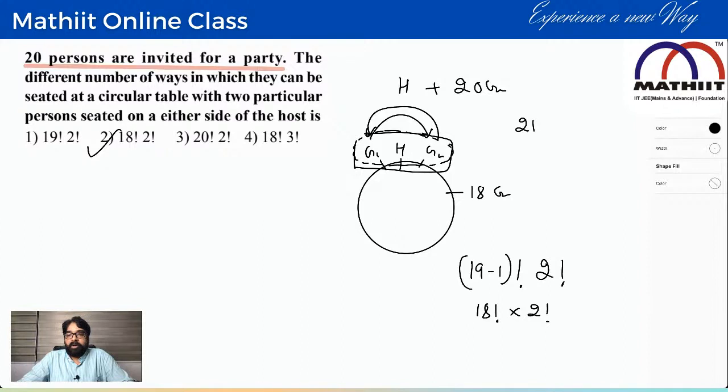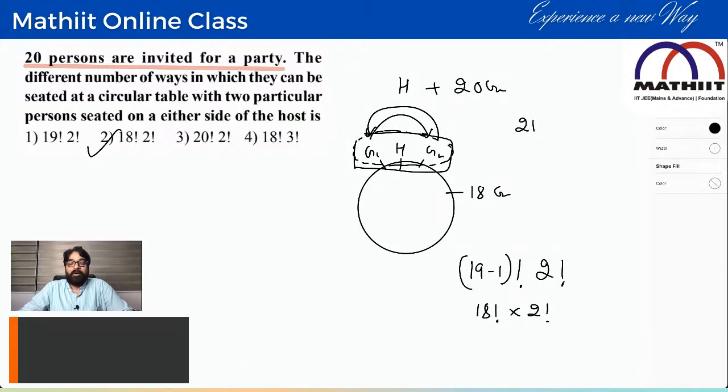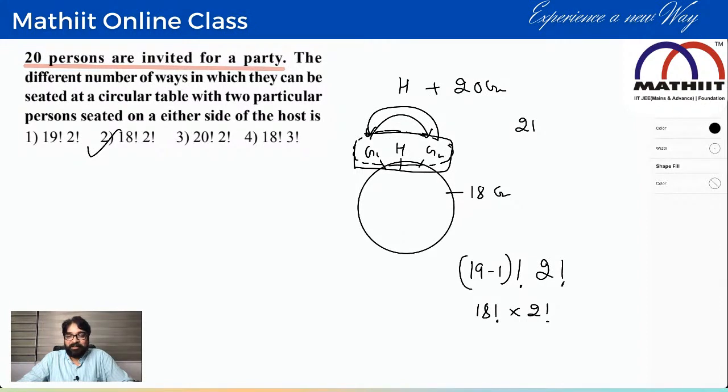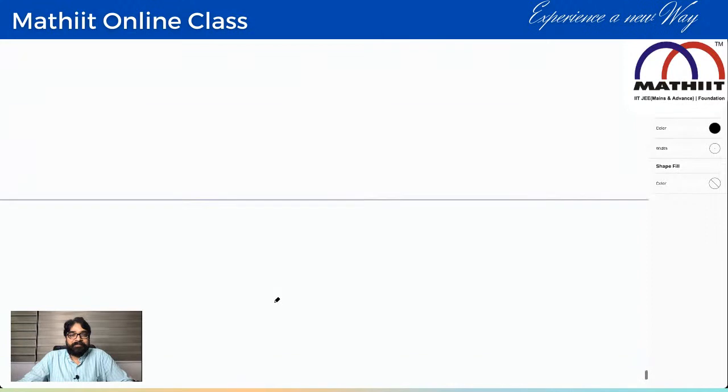I think so many people got it also. Somebody is saying 19 factorial into 2 factorial? No. Is this clear now? Okay. See how honest he is. He is saying he got the correct answer by the wrong method. Anyway, at least you realize the wrong method. Fine. Next question.